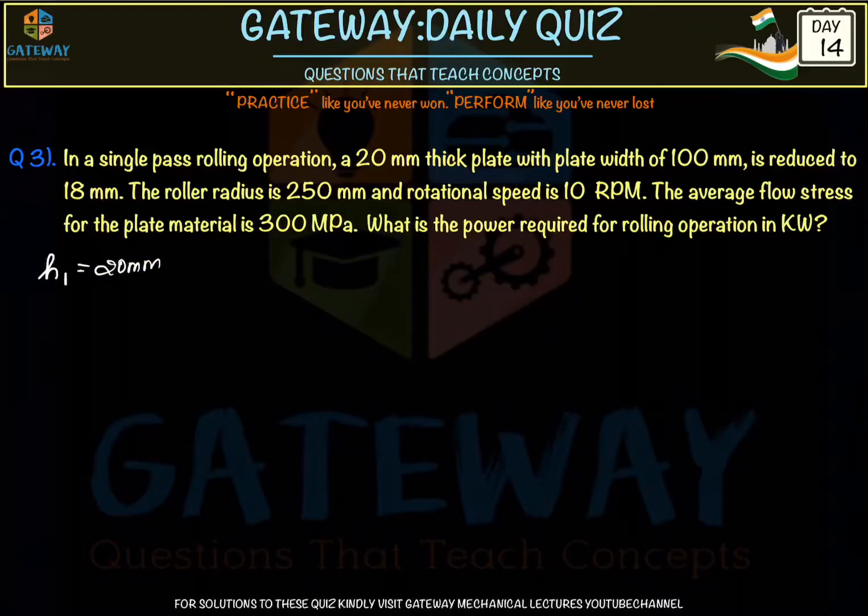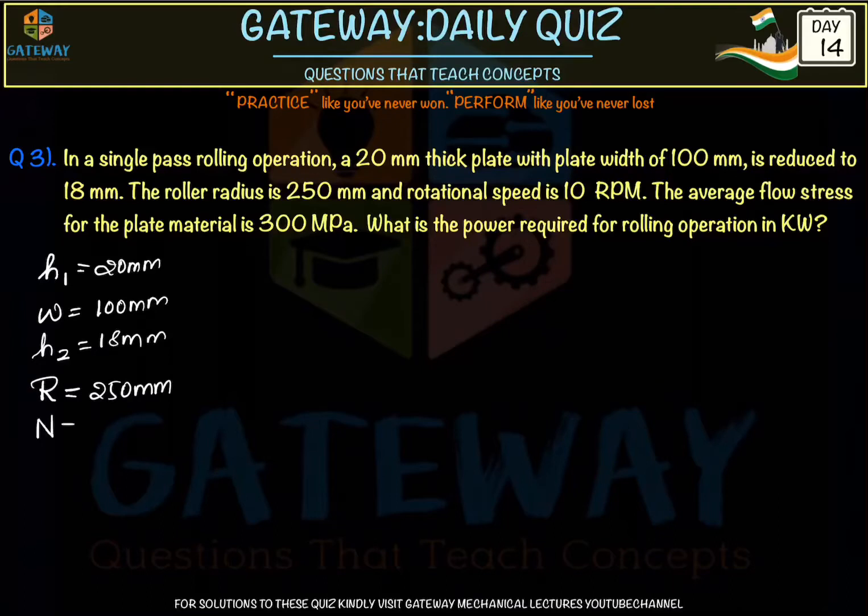Plate with width of 100 mm. So width of the question is 100 mm. Is reduced to a thickness of h2 equal to 18 mm, and the roll radius is given as 250 mm. And also the rotational speed of the roller was given as 10 rpm.